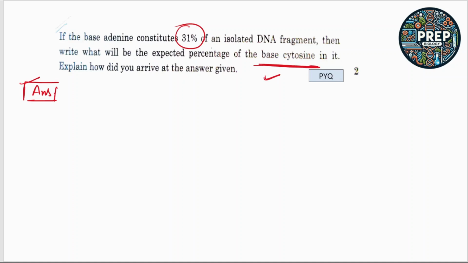Okay, so I hope this lecture is beneficial to you all. This kind of numericals have been asked in your class 12th CBSE board exams. Okay, so practice these kinds of questions regarding Chargaff's rule.